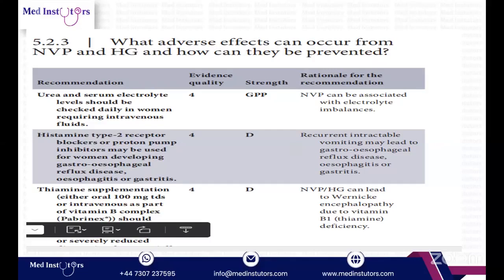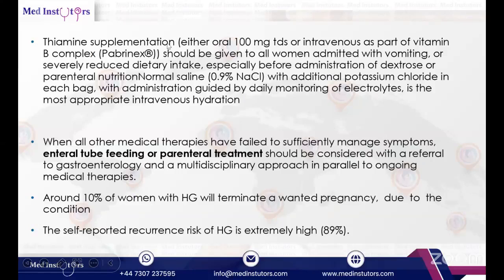Thiamine supplementation minimizes the effect of IV fluid, as we are giving more in the form of dextrose. If thiamine is given, it can reduce the risk of Wernicke encephalopathy. Thiamine supplementation is very important, either oral, 100 milligrams three times daily, or intravenous as part of the B-complex Pabrinex. It should be given to all women admitted with vomiting and severely reduced dietary intake, and especially for those patients we are going to give dextrose or parenteral nutrition.